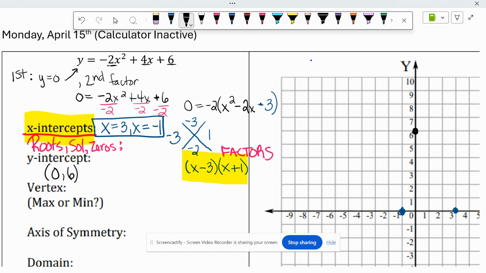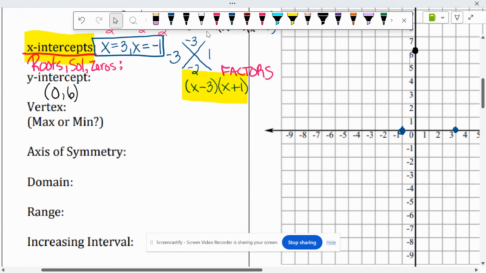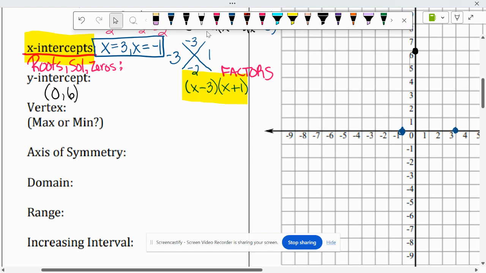Now it wants us to find our vertex, but we haven't even found the axis of symmetry. So we're going to have to go down and do the axis of symmetry and then go back and do the vertex. Okay. So someone tell me, how do I find the axis of symmetry?